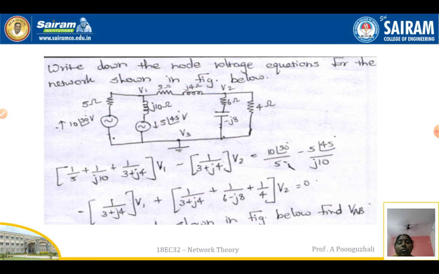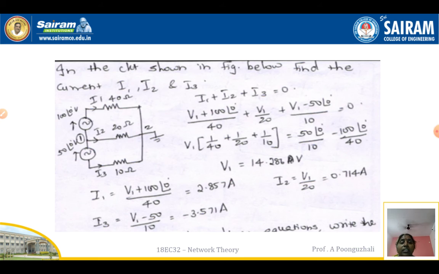And next, coming to node V2. At node V2, between V1 and V2 we have 3 plus j4. That means minus V1 divided by 3 plus j4, plus V2 into the elements that are connected: 1 by 3 plus j4, plus 1 by 6 minus j8, plus 1 by 4, into V2 is equal to 0. So this is how, by observing a circuit, we have to write the equations.